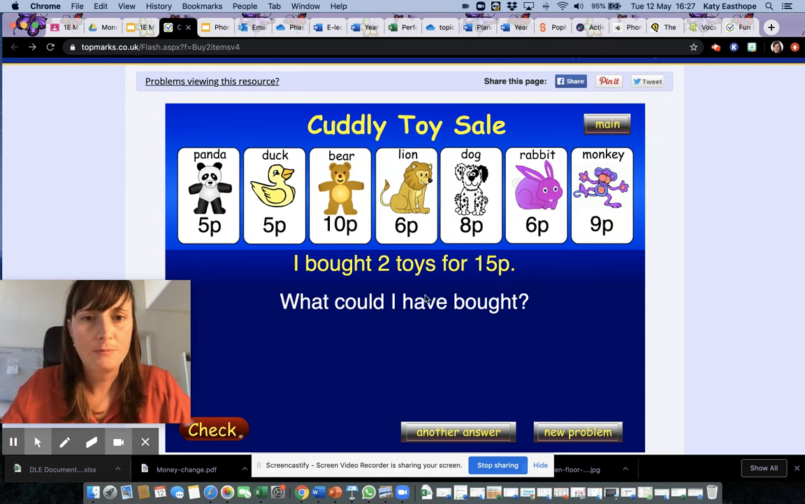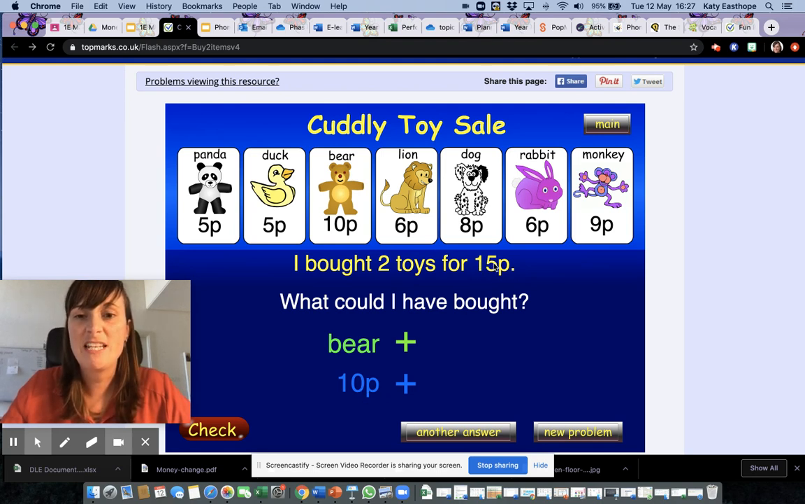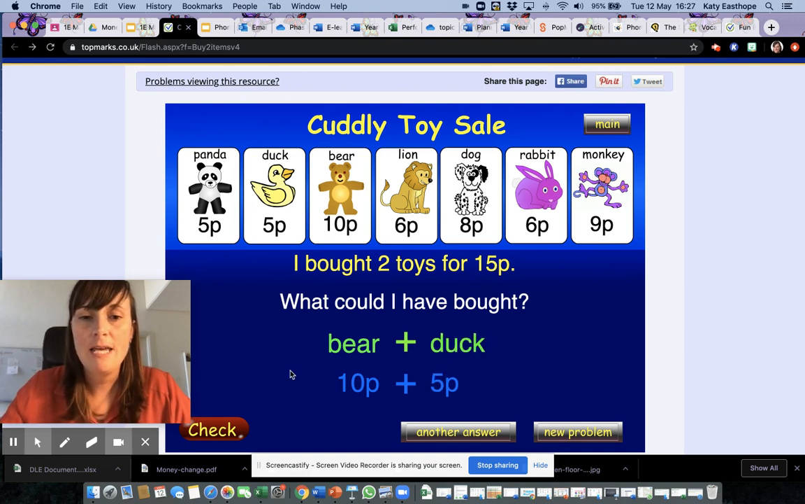Let's have a think. You might want to look. Now I can see straight away there's a 10p. That might be good to use. So I've got a 10p there. Then I need to spend up to 15p. So I've still got some more money to spend. Now, if this is my 10, this is my 1, so I need to spend 5 more p. So I'm going to buy a duck. 10p plus 5p, check, is 15 pence. So I've spent my money.